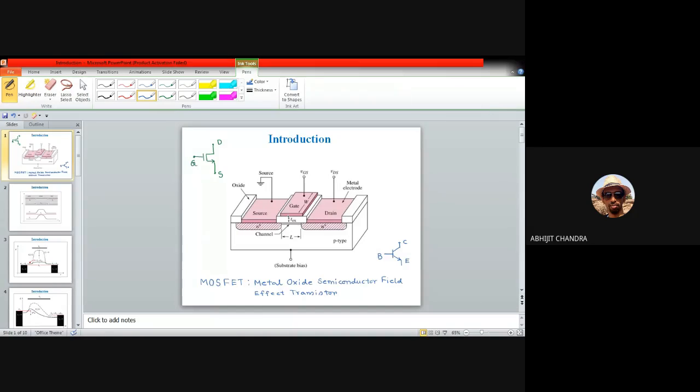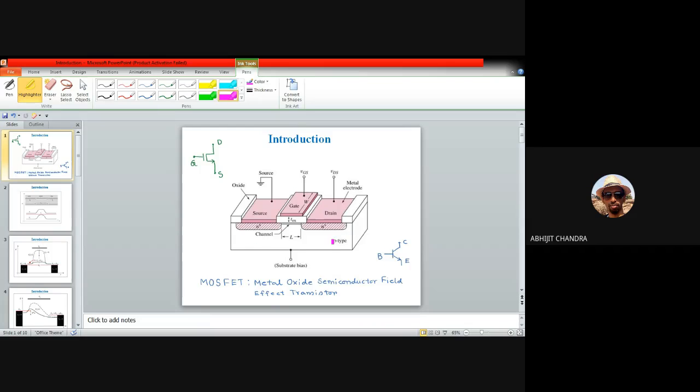What do you mean by the symmetricity? That if I just change, so there are two different N plus regions, as you can see. So this entire structure is being formed over a substrate. So let us now consider the architecture of that particular device. This is known as NMOS, N type of MOSFET. And this NMOS is fabricated on a P-type substrate. So first of all, you have to identify what is the substrate.